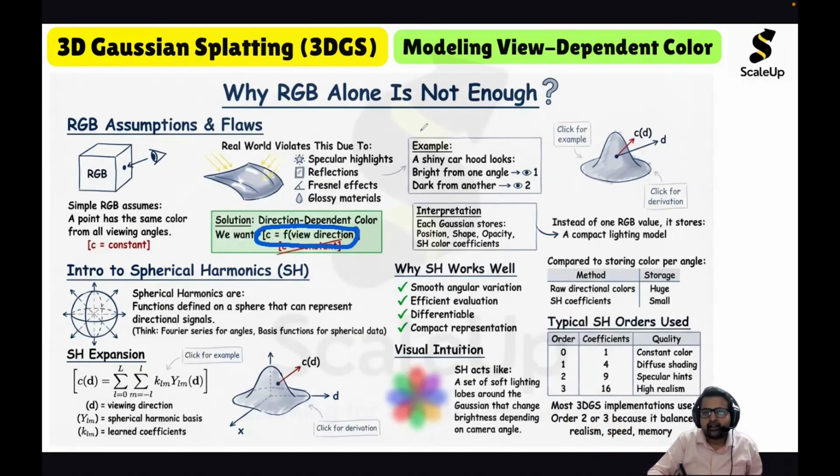For example, a shiny car looks bright from one angle and looks dark from another angle. So the same point from different angles behaves like a function of the direction. And that is called direction dependent color.